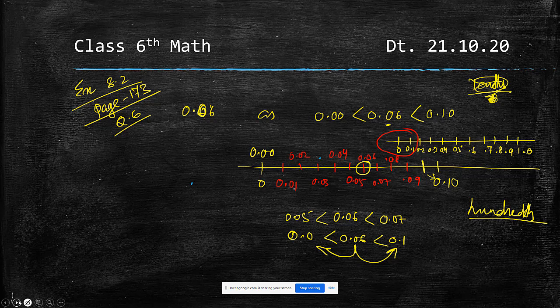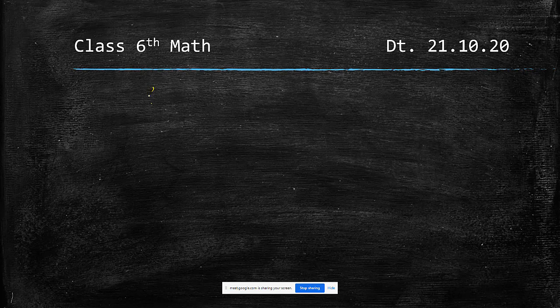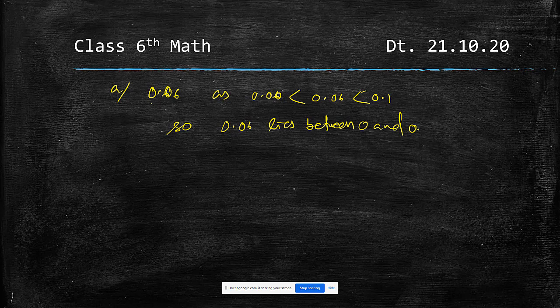So 0.06: 0.00 is less than 0.06 is less than 0.1. So 0.06 lies between 0 and 0.1. Understood?